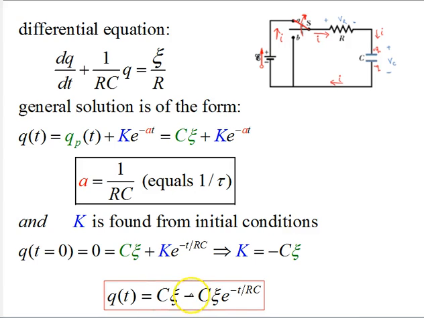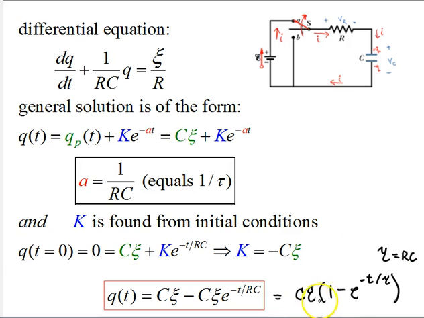So our charging equation becomes Q of T is equal to the capacitance times the EMF device minus the capacitance times the EMF device times e to the negative T over tau. We can write that as the capacitance times the EMF device times 1 minus e to the negative T over tau, where again our tau is equal to RC.